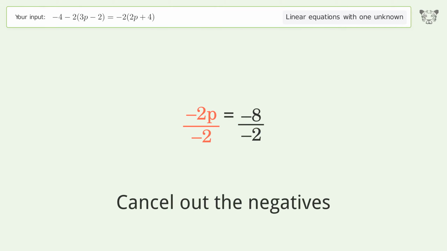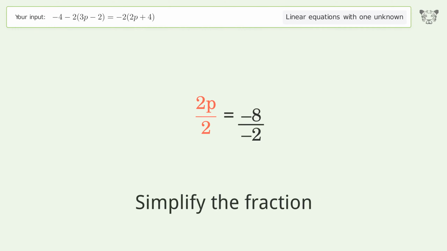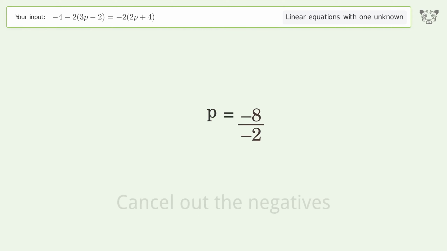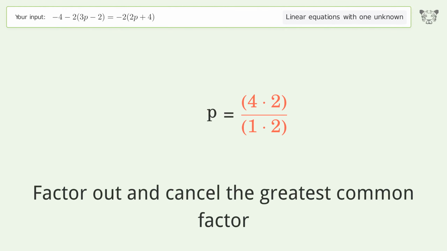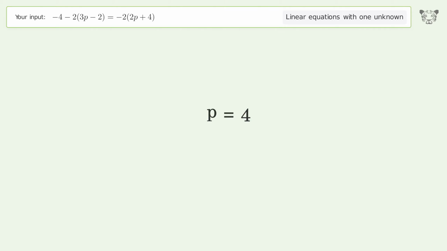Cancel out the negatives. Simplify the fraction. Cancel out the negatives. Find the greatest common factor of the numerator and denominator. Factor out and cancel the greatest common factor. And so the final result is p=4.